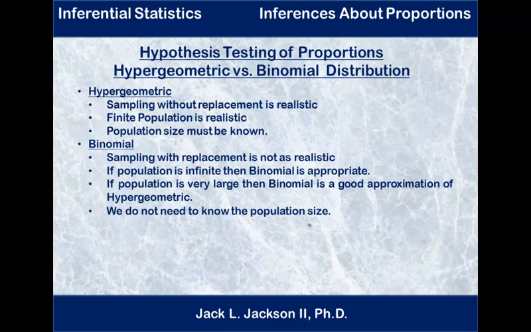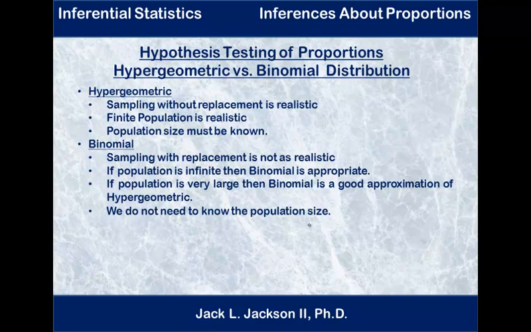In a binomial situation, the sampling is done with replacement. Again, that's not so realistic. But if the population is infinite, then the binomial distribution is appropriate. And here is the key thing. If the population is very large, not infinite, but really, really big, then the binomial turns out to be a good approximation of the hypergeometric, and we do not need to know the population size. So, if the population is really big, drawing out that one item to begin with doesn't change the probability of success very much the next time.